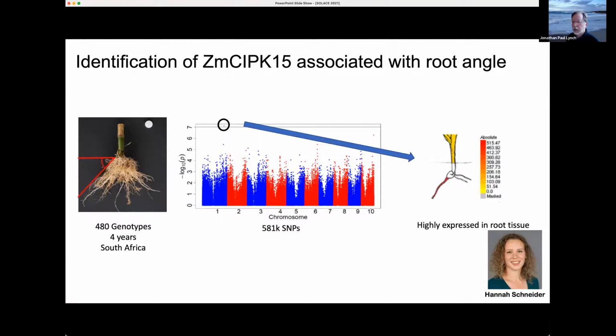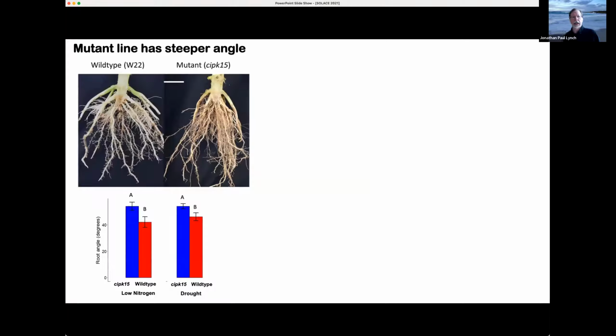We have an expression atlas for maize that tells us that this candidate is expressed in roots. So this was interesting, and a mutant line was available in this candidate gene, CYPK. You can see, even with your eyes, that the mutant has a different root angle than the wild type. The bars are under low nitrogen and under drought conditions. The root angle of the wild type was shallower than the mutant. We think that under nitrogen stress and water stress we want roots to be steeper, so the steeper angle was beneficial.